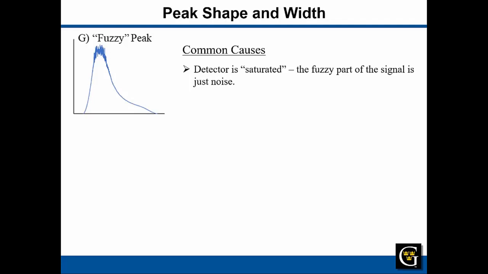And usually in a case like this, the fuzzy part of the signal on the top is just noise. The detector is not really responding to changes in concentration of the analyte anymore. And so a very easy way to find out if this is actually the cause is to simply inject less analyte and see if we get a more normal peak shape.